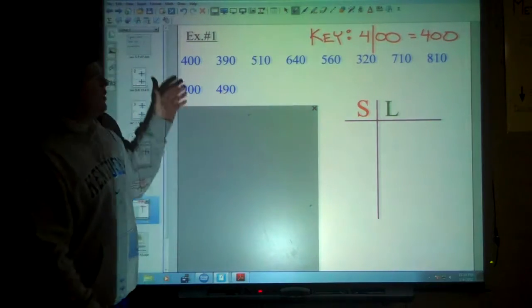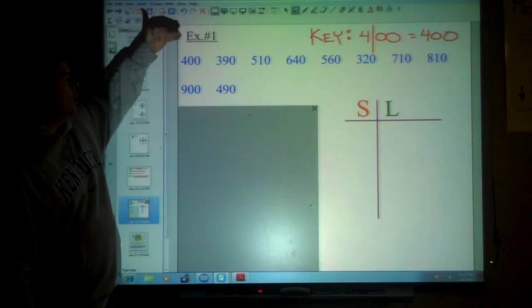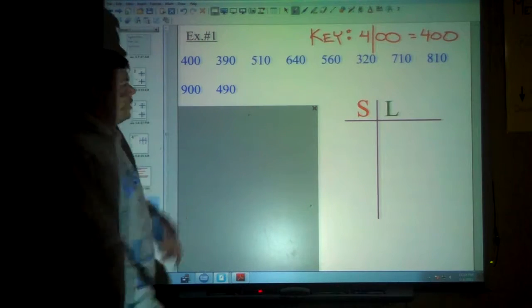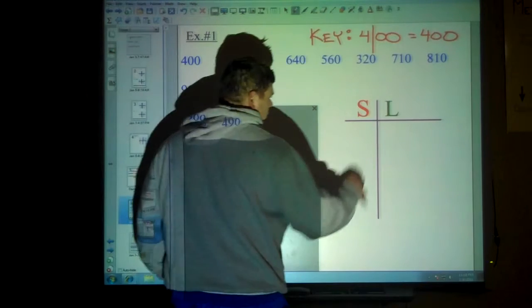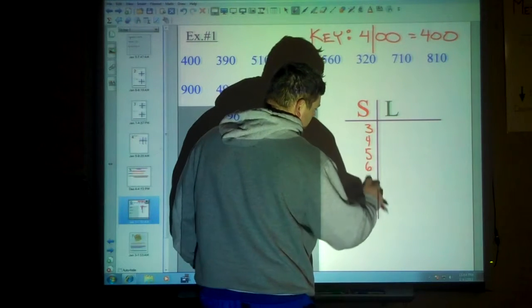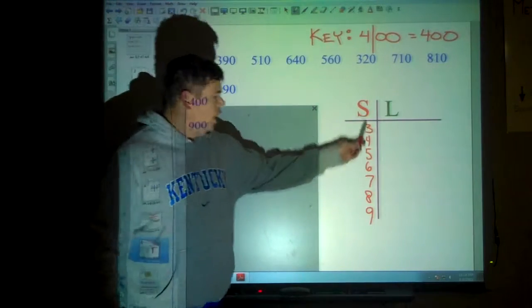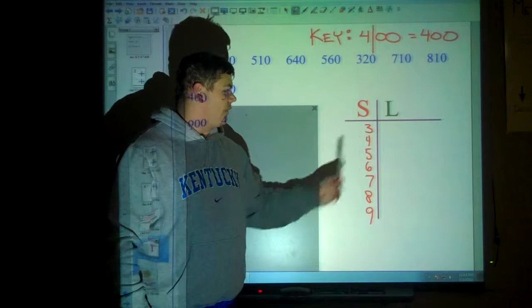Now, I don't have anything in the 100s or the 200s, but I do have stuff in the 300s, and I go all the way up to 900. So I'm just going to go ahead and use those values: 3, 4, 5, 6, 7, 8, and 9. These all represent hundreds. That's 300, 400, 500.